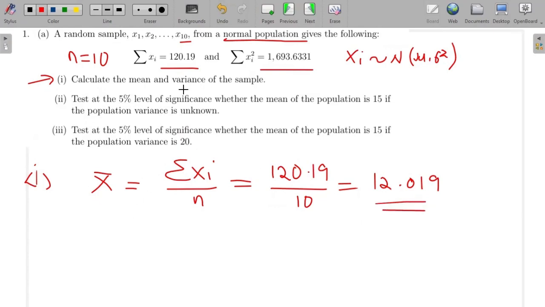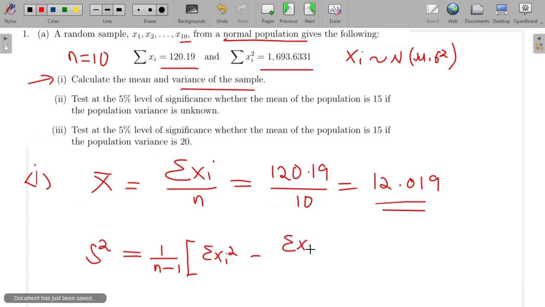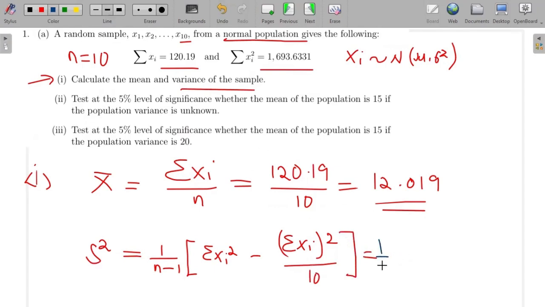And then my variance of the sample, indicated by s squared, will be equal to, the formula for the sample variance is 1 over n minus 1, and then inside the brackets, the summation of all the xi squared minus the summation of all the xi, squared, divided by 10. So let's just put in the numbers. It will be 1 over n minus 1. N is 10, so that will be 10 minus 1. That will give me 9.